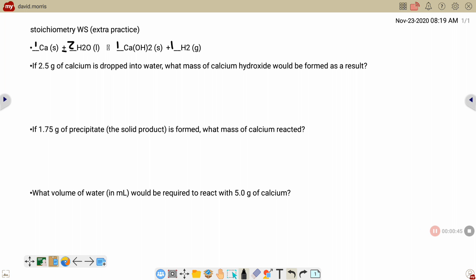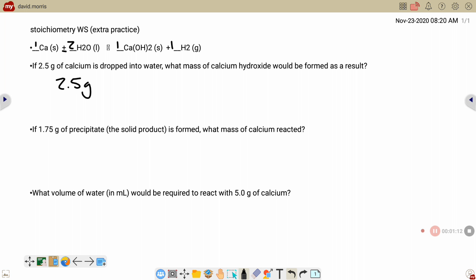2.5 grams of calcium is dropped into that water. What mass of calcium hydroxide would be formed as a result? So I start with 2.5 grams of calcium. But the first thing I'm actually going to have to do every time is change grams into moles, because I can only relate moles of one thing to moles of another. I can't go directly from grams of calcium to grams of calcium hydroxide. I have to have moles to be able to relate those things.